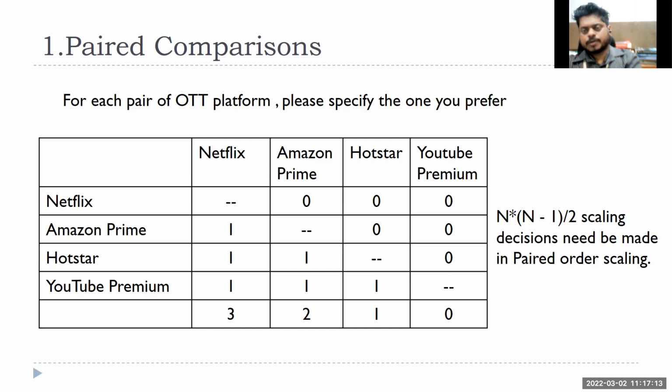Now you can say that out of 100 or 200 respondents in my survey, the average score for Netflix came as 2.3, Amazon Prime was 1.8 or 2.1, Hotstar was 1.6, and YouTube Premium was 1.2. So it looks like the most preferred choice is Netflix, right?